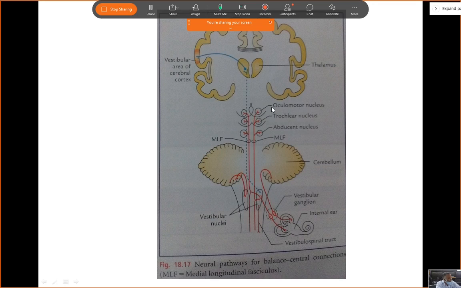The oculomotor nerve mainly supplies our eye muscles, all the extrinsic muscles. The trochlear is the fourth cranial nerve, supplying the superior oblique. The abducens is the sixth, supplying the lateral rectus. All these supply the extraocular muscles, so extraocular movement.